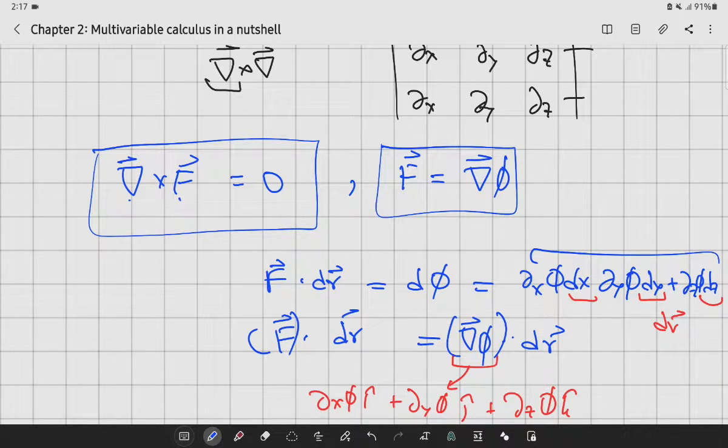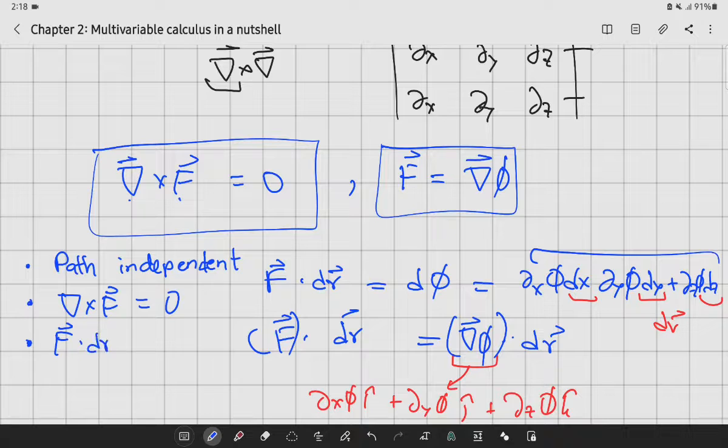So I'm giving you three different statements. One is that the work done by the field, the line integral, is path independent. Second one is that curl of f is equal to 0. And the third one is that f dot dr is an exact differential d phi of some scalar function phi. So these three mean the same thing. They're giving you the same information about the field, that the field is conservative.